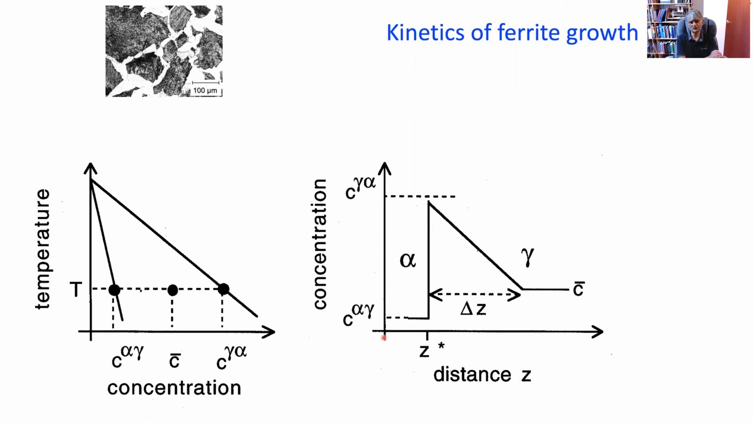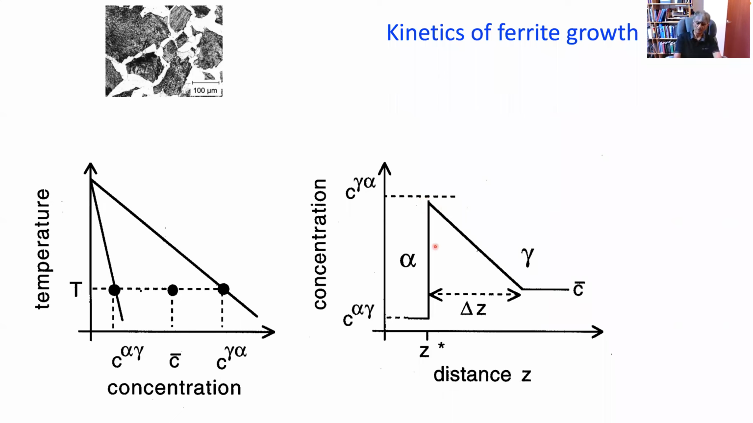So when the ferrite starts growing, we develop a profile of concentration at the alpha gamma interface. And I'm just using a straight line here. This is called the Zener linearized approximation. This would in reality be an error function, but it doesn't change what I'm going to say. So we have a diffusion distance delta z here, and z star represents the position of this interface. And because of local equilibrium, the compositions of the two phases at the interface are in equilibrium.